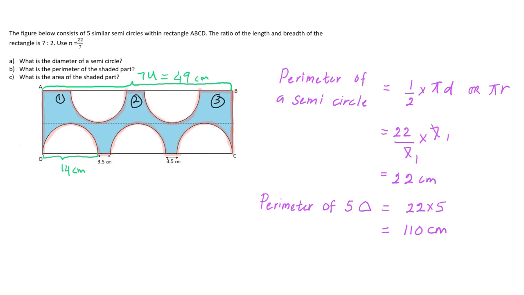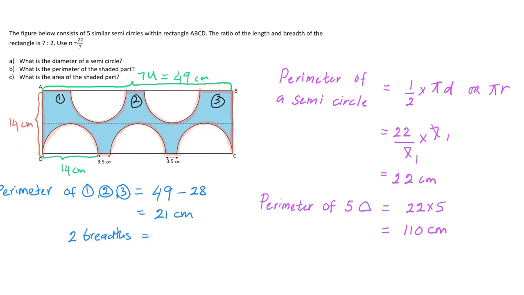Next, let's proceed to find the perimeter of shaded parts 1, 2, and 3. For this, we can find the length of AB, which is 7 units. We earlier found out that 1 unit is equal to 7 centimeters. Therefore, 7 units will be 49 centimeters. And then when we minus 2 diameters, we get the perimeter of highlighted parts 1, 2, and 3. That will be 49 minus 28, which is 21 centimeters.